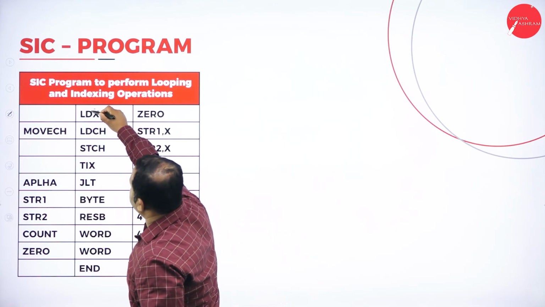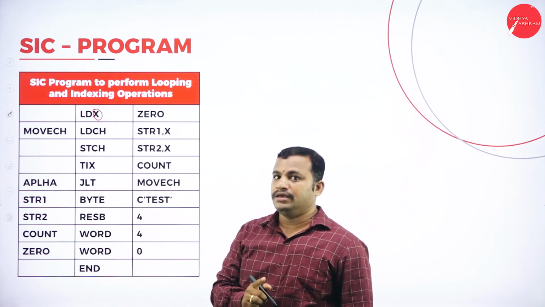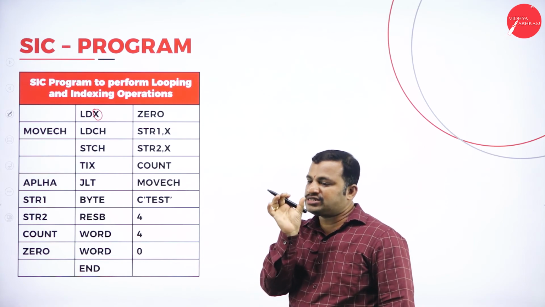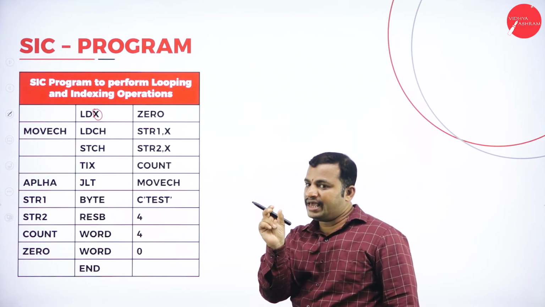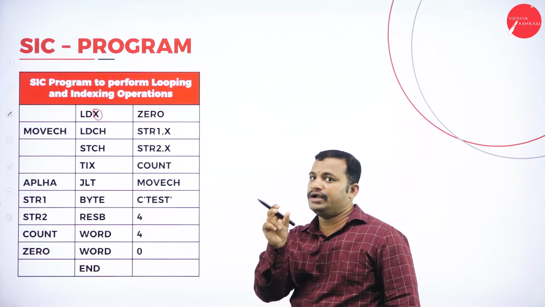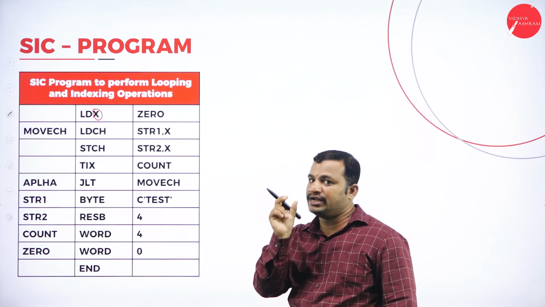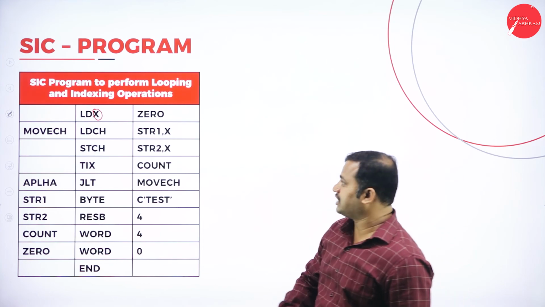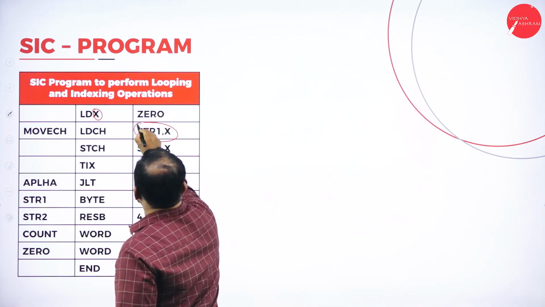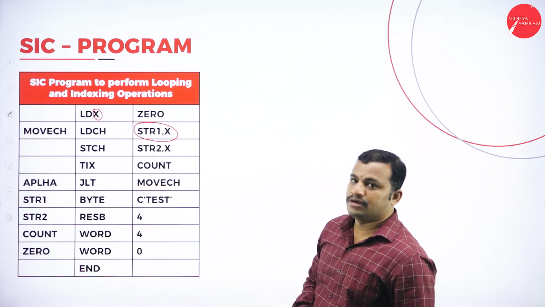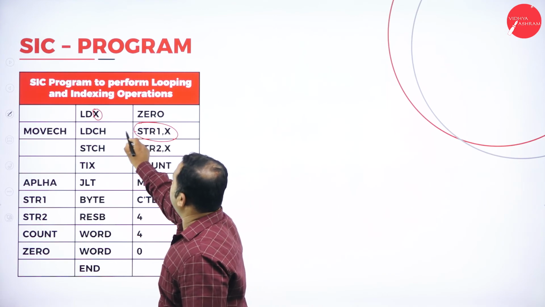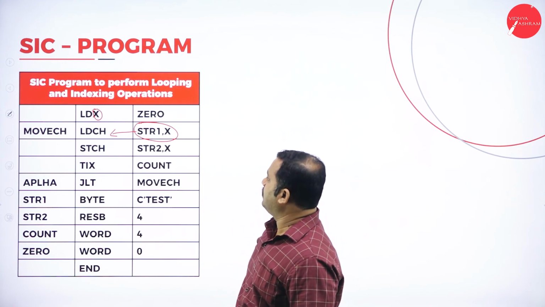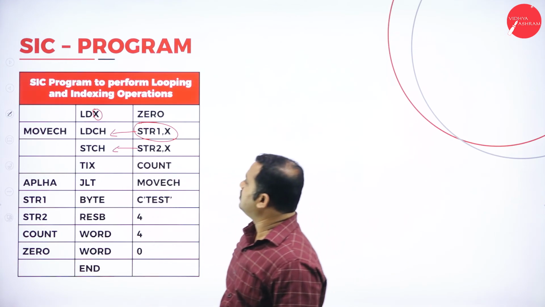Here LDX. I have X here, load X. In that instruction format, addressing mode, I told you that the first 8 bits correspond to the opcode, then X. The 9th bit, if it is equal to 0, it is direct addressing. If it is equal to 1, it is indexed addressing. Now I have X, which is 0. 0 means direct addressing. See here, STR1, X. Now, LDCH, the character x is to be loaded into this. STR2 comma X, STCH.